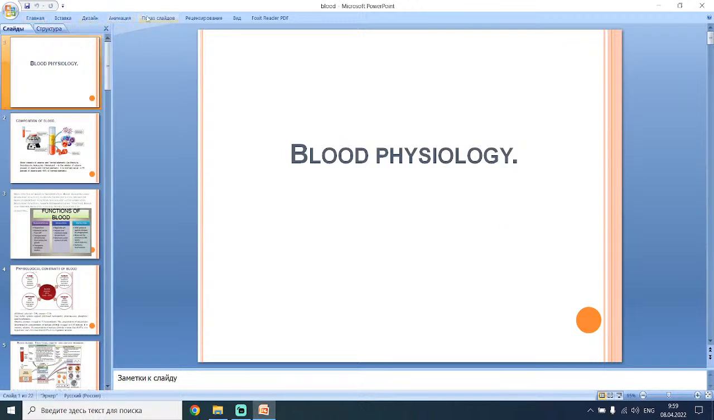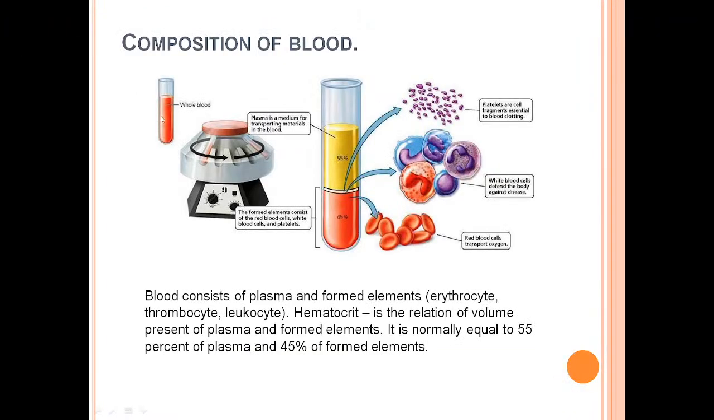Blood physiology, physiology of erythrocytes. Questions: composition of blood. Next, blood functions. Next, physiological constants of blood. Next, blood plasma, structure, osmotic and oncotic pressure. Next, erythrocyte, structure and functions. Next, regulation of erythropoiesis, hemoglobin and its combinations, and the erythrocyte sedimentation rate, mechanism of ESR.